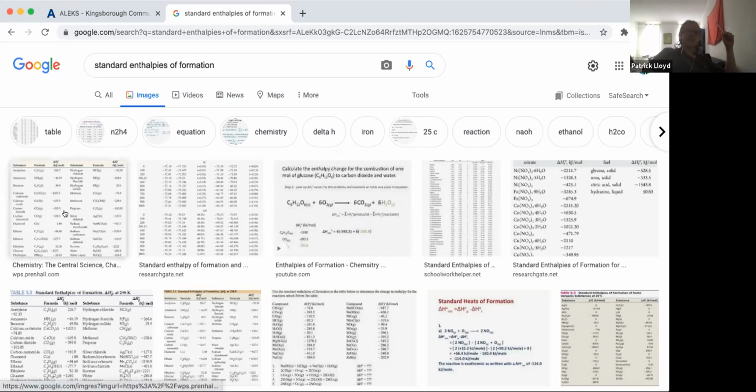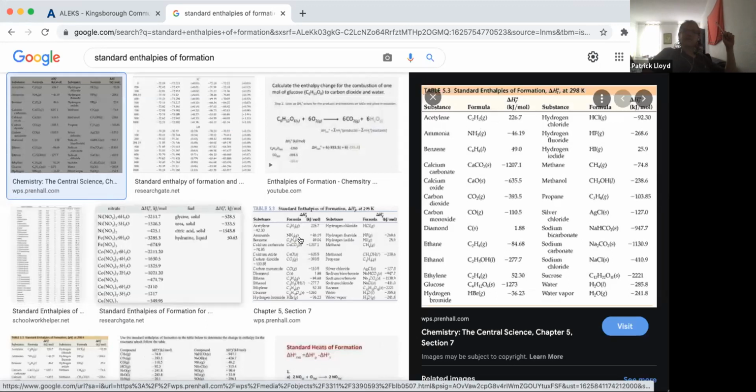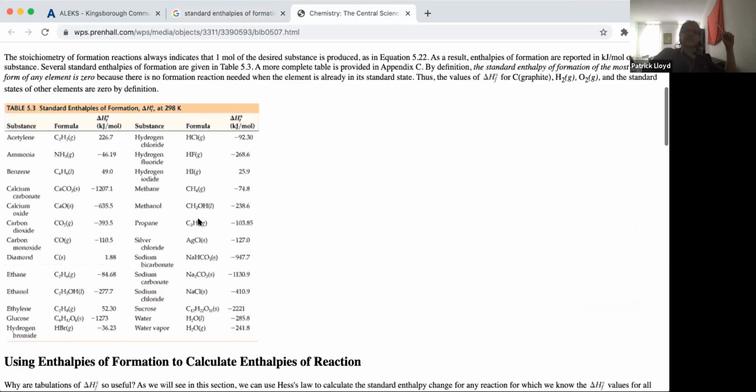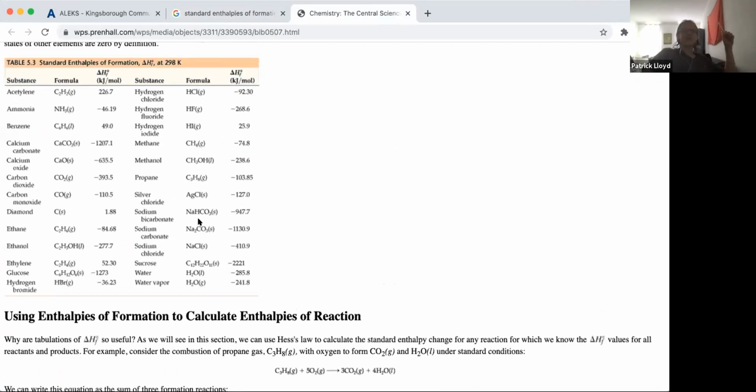So let me click on one of these so we can see that. Okay, let's see if this pops up. Okay, so here's one. This is just one table. So notice what they have here. They have the names of these compounds, right? These look like organic compounds, at least some of them are. Ethane and ethanol and glucose and ethylene. Those are all organic compounds. But there's also some inorganic compounds like calcium carbonate, calcium oxide, carbon dioxide, ammonia.